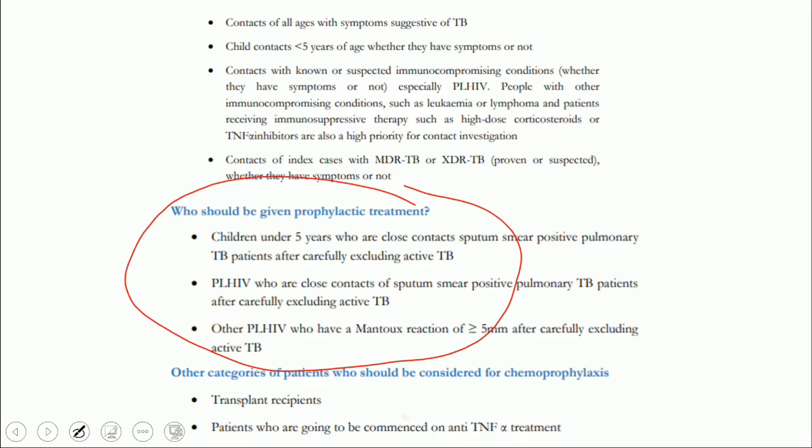So children less than 5 who are close contacts, you need to give them prophylaxis, right? Or people with HIV, living with HIV who have come in contact with somebody with a smear positive TB. So there are indications for you to give prophylactic anti-TB, especially children less than 5 years and also people living with HIV when they are exposed to TB. Right.